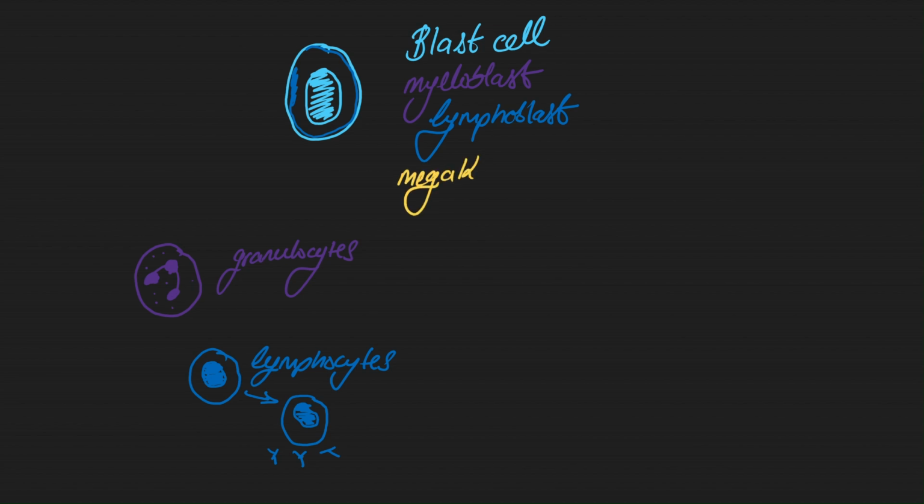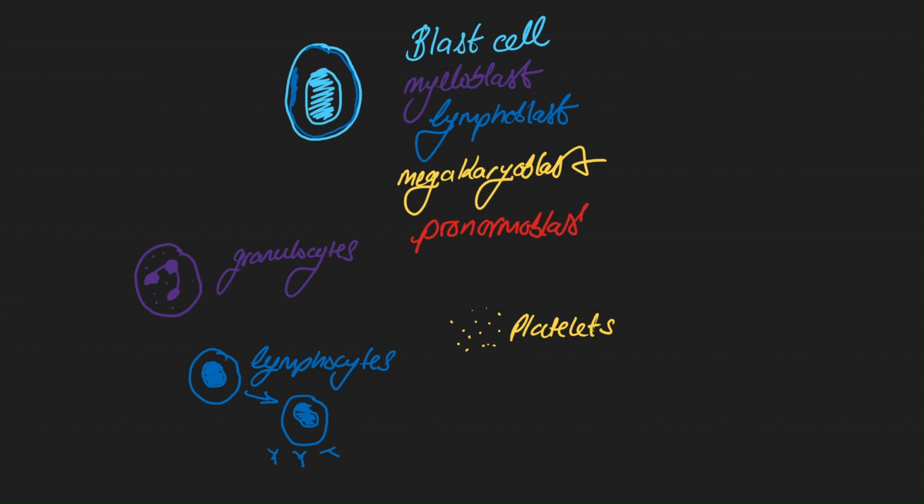Next, in this stunning yellow color, we have the megakaryoblasts. The megakaryoblasts form megakaryocytes, which fragment and produce platelets. Platelets, as you know, play an integral role in blood clotting. So next we have the pronormoblast. These differentiate and form erythrocytes or red blood cells. The main function of red blood cells is to carry oxygen around the body to all the different cells.